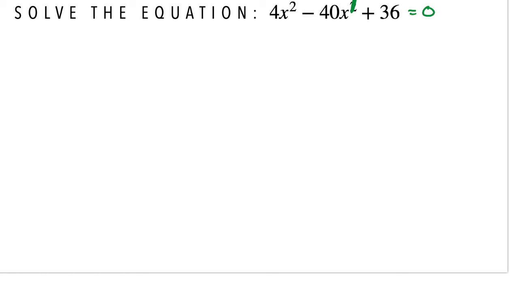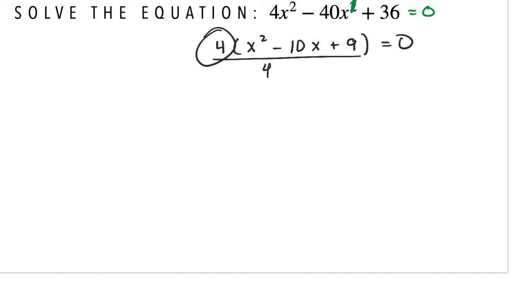Okay, so let's check. Let's see if we can factor this thing. Okay, we look for a GCF. We take out a 4. X squared minus 10x plus 9 equals 0. This 4 has no x associated with it, so if we divide both sides by 4, we just get x squared minus 10x plus 9 equals 0.